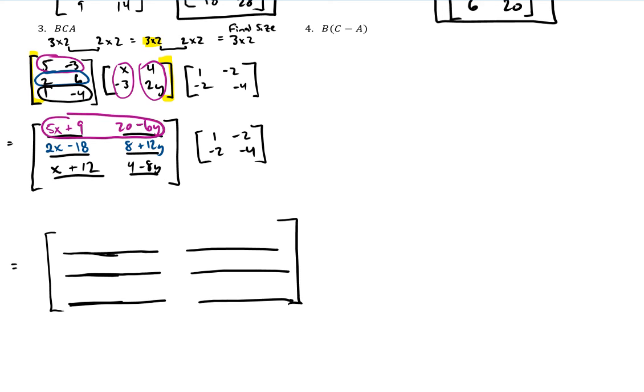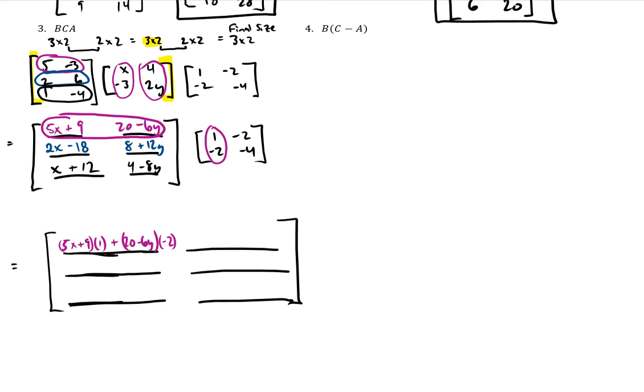So this 5x plus 9 will multiply the 1. So 5x plus 9 times 1. And this is where it might be a good idea to go back to some parentheses and showing the actual multiplication. So there's the 5x plus 9 times the 1. And then we'll do plus the 20 minus 6y in parentheses times the negative 2. Okay, so I did need more space. Okay, so there's that first part.